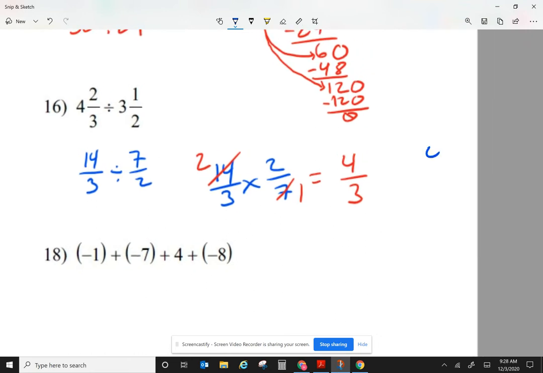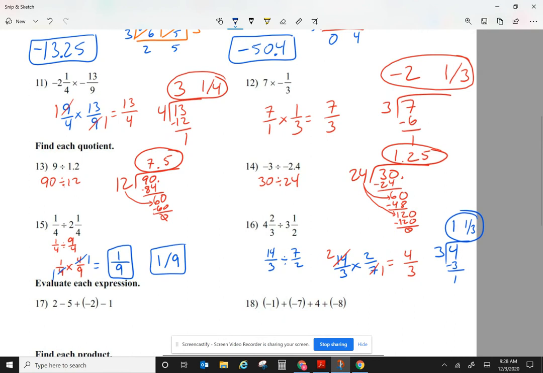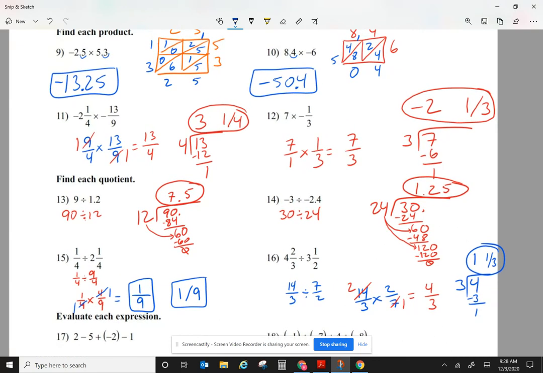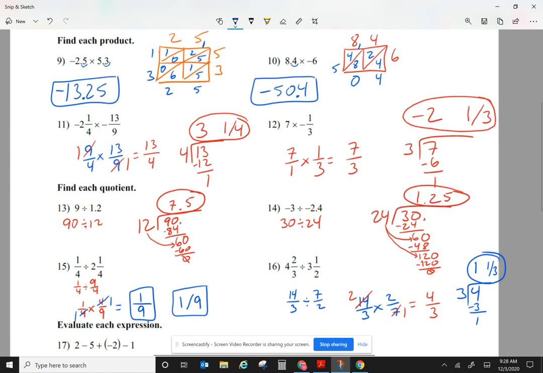Let me divide. 4 divided by 3. 3 goes into 4 one time. Because 1 times 3 is 3. When I subtract this, my remainder is 1. And I'm going to have 1 1/3. Don't forget to type in a space between the whole number and the fraction. So that's your review for multiplication and division. We're multiplying and dividing decimals and fractions.